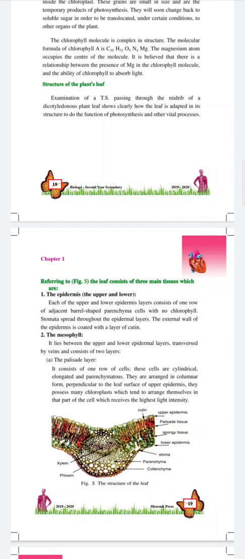Hello, Senior 2. Our lesson today is about the structure of the plant leaf. We know that chloroplast exists in the green parts of the plant. The chloroplast contains chlorophyll, which absorbs light to carry out the photosynthesis process. So before we study the photosynthesis process, we must study the structure of the plant leaf.